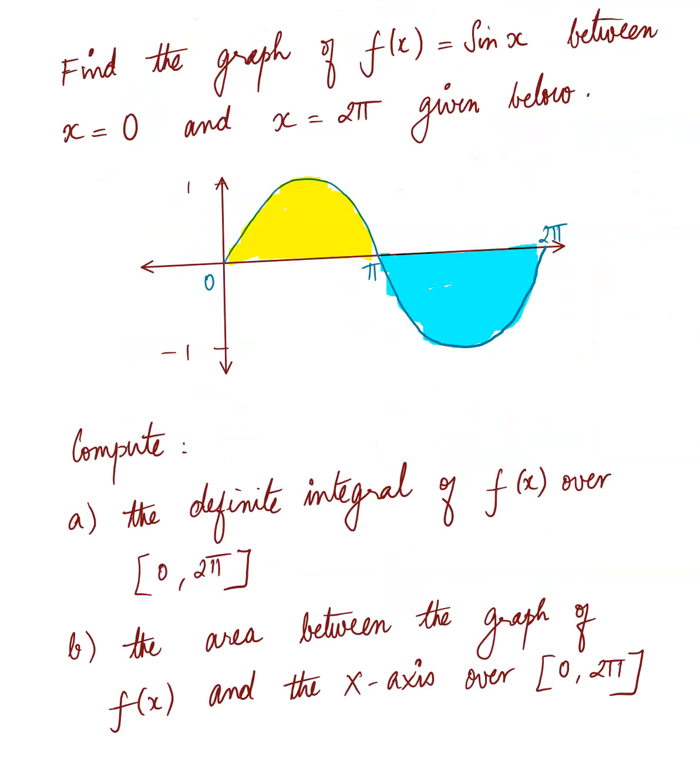Here's the question. Find the graph of f of x equals sine x between x equals 0 and x equals 2 pi given below. And here's our graph for y equals f of x equals sine x. And they ask us to compute two parts. One, the definite integral of f of x over 0 to 2 pi all the way. And two, the area between the graph of f of x and the x-axis over 0 to 2 pi. Okay, so let's start with part A.